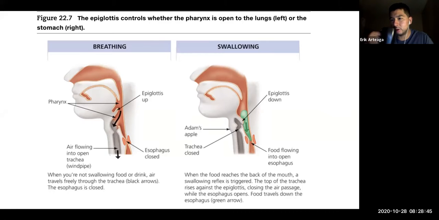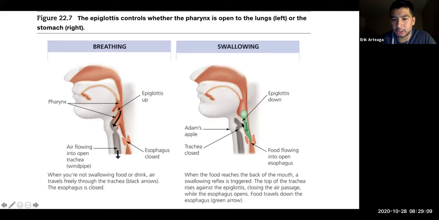When you're breathing or you're drinking your coffee or your water, and for some reason you breathe in instead of swallow, you will aspirate some liquid, whatever it might be, coffee, water, your morning drink. Okay. So here we have the epiglottis closing.